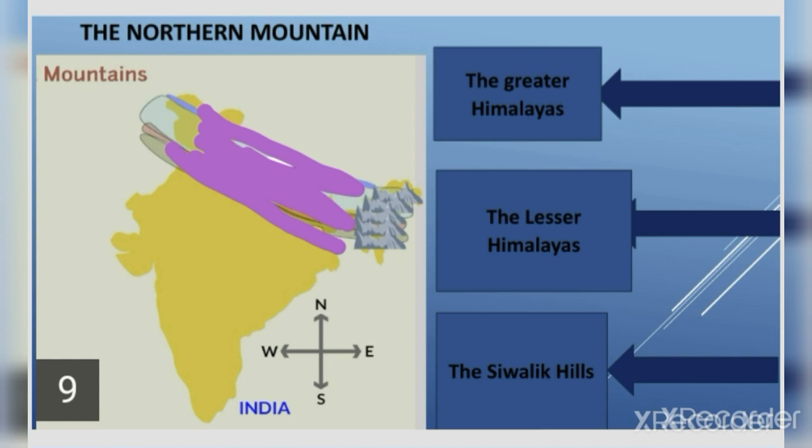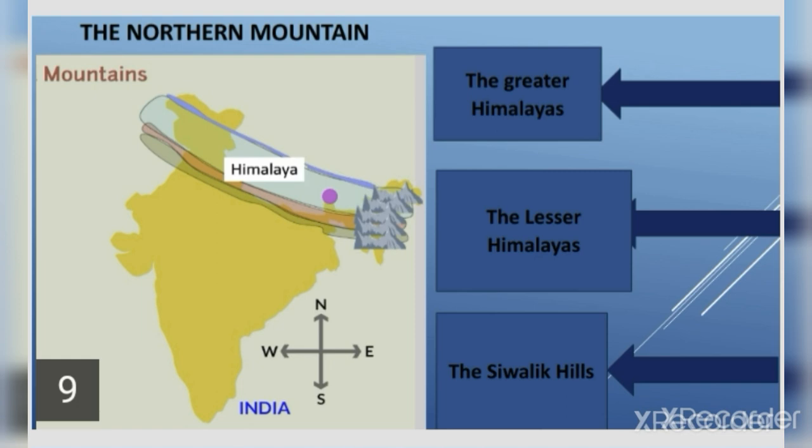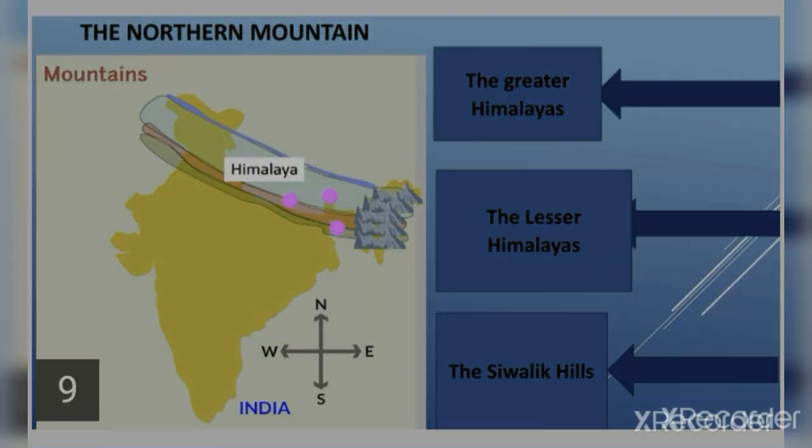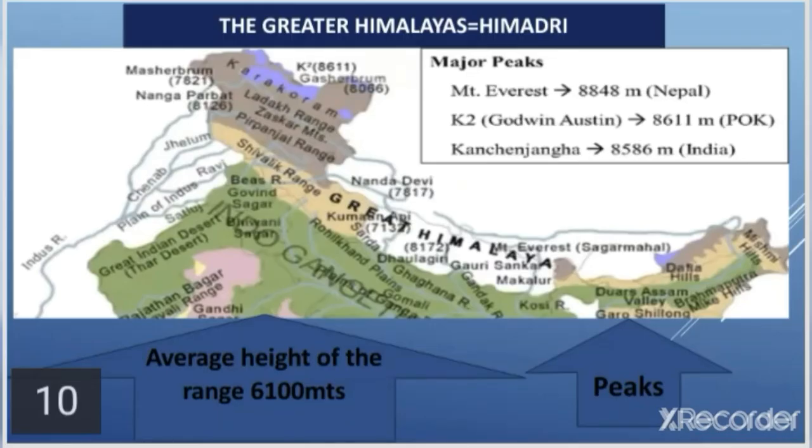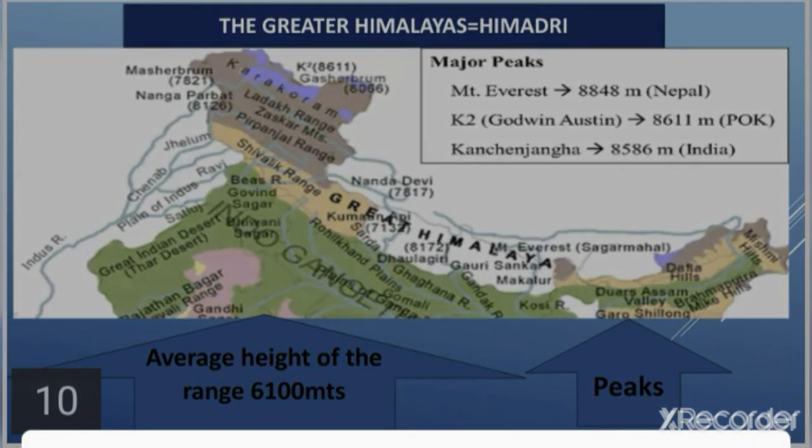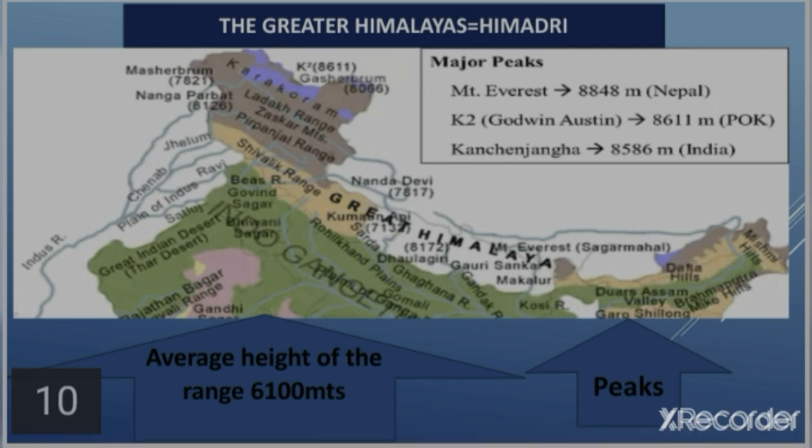These are the northern mountains. The northern mountain is divided into 3: the Greater Himalayas, the Lesser Himalayas, and then the Shivalik hills. In that, first one, the Greater Himalayas.